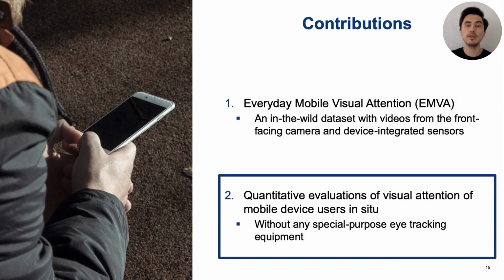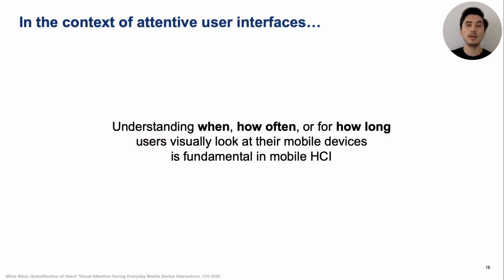Now that we have briefly discussed the dataset, let's move to the quantitative evaluations of visual attention of mobile device users in situ. In the context of attentive user interfaces, understanding when, how often, or for how long users visually look at their mobile devices is key to several tasks in mobile human-computer interaction.